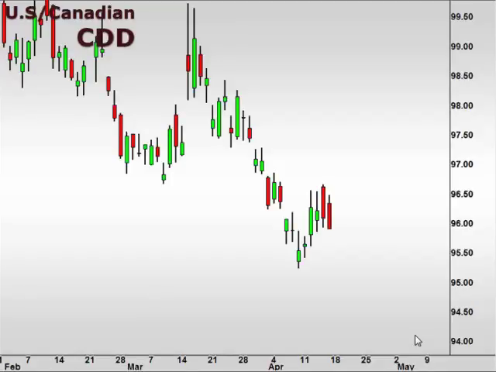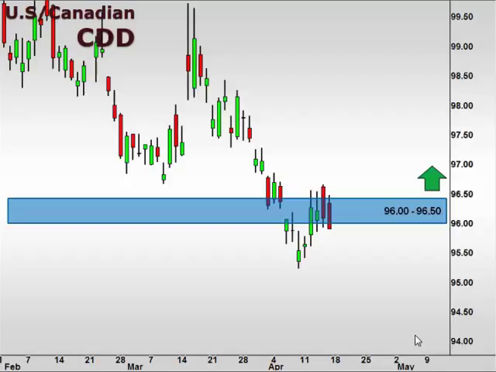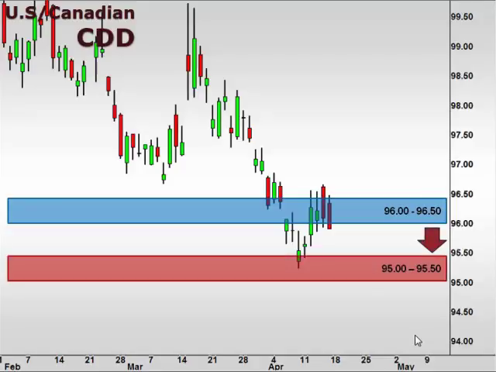Next up, the CDD, the US versus the Canadian dollar. Well, the CDD retraced back into the 96.5 focal zone, and a break above 96.5 opens the window for a rally higher. With Friday's pair value closing below 96, we can't rule out a retest of the 95.5 support zone.